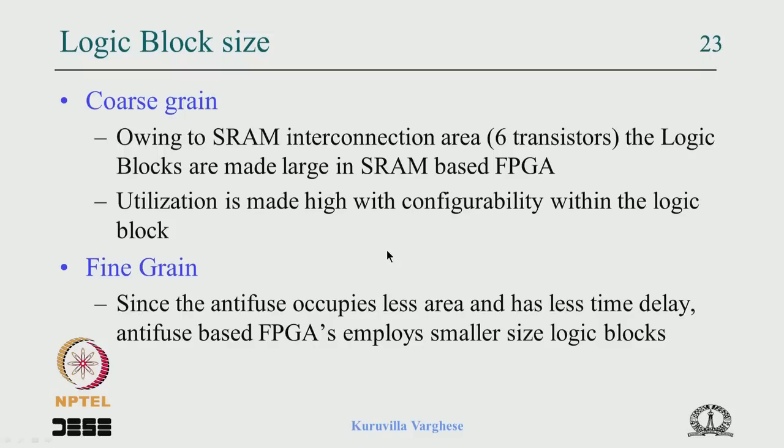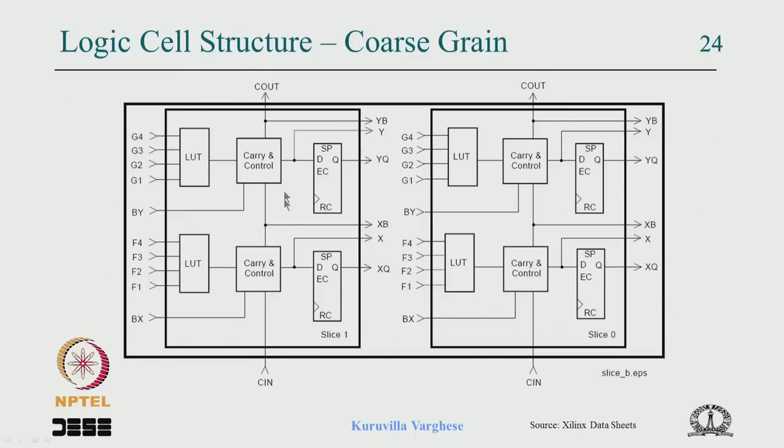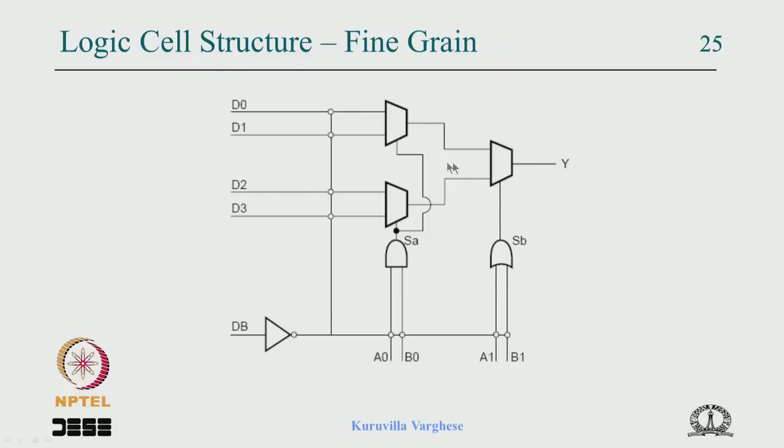If you make it small, then the switches and associated circuitry will be quite huge in comparison with the logic. The antifuse vendors will make the logic block small so that less is wasted. Here, as I said, they will make sure that nothing is wasted. There is a lot of configurability, so that things can be used partially, split into two parts, or you can use a combination and a flip flop separately, put together, with all kinds of programmability within the logic block. This shows a coarse grain architecture with a four input lookup table and two slices, and this is a fine grain logic block of Actel, which is essentially a 4-to-1 multiplexer.